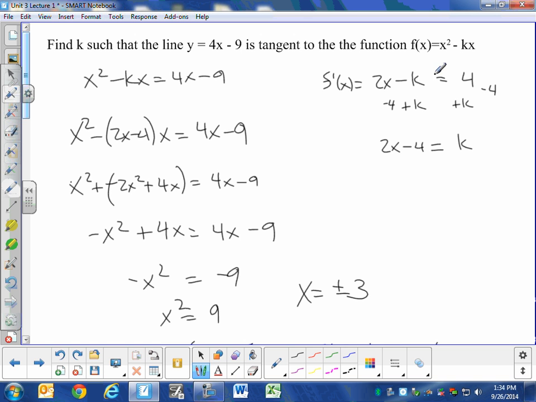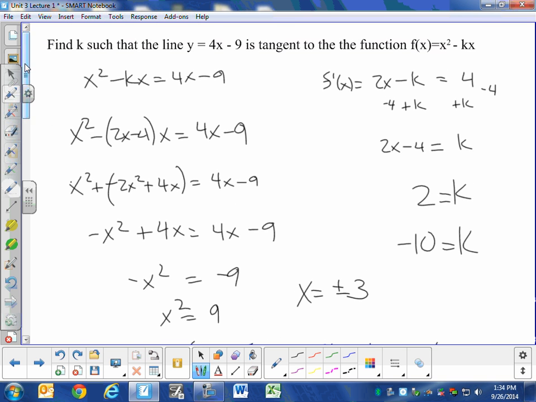Well, that means there are going to be two locations that I'll have for k. I plug in 3, I get 6 minus 4, which is 2. And I plug in negative 3, I'll have negative 6 minus 4, which is negative 10. So that means there will be two types of quadratics that this line will be tangent to.